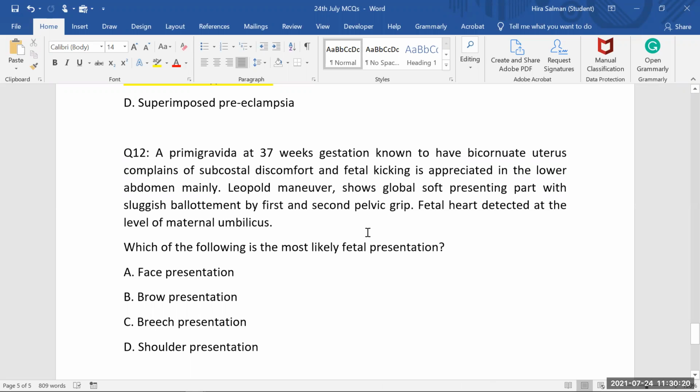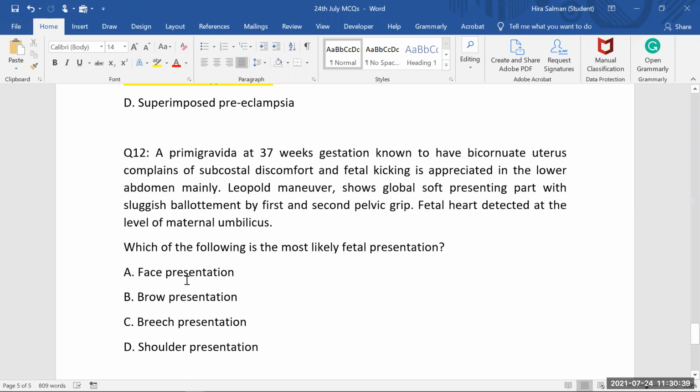So which of the following is the most likely fetal presentation? In the first and second pelvic grip, if you can appreciate the butt portion or the soft globular portion, always think about the breech baby. Always think that breech is there, because the butts is the presenting part. So which of the following is the most likely fetal presentation?